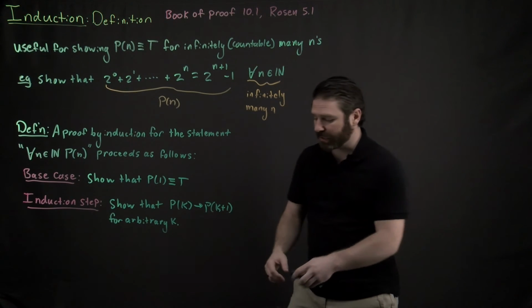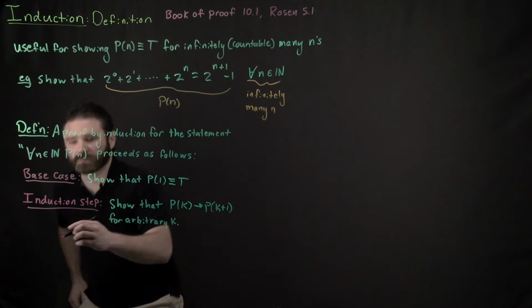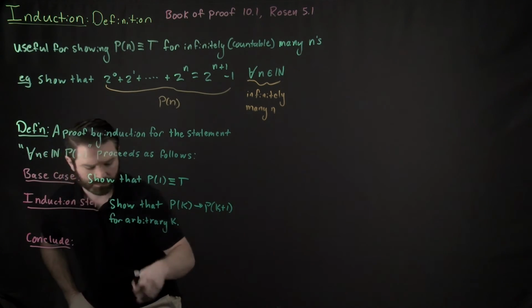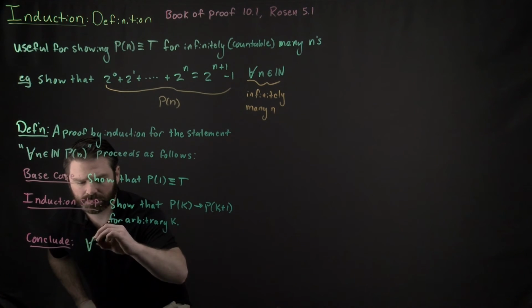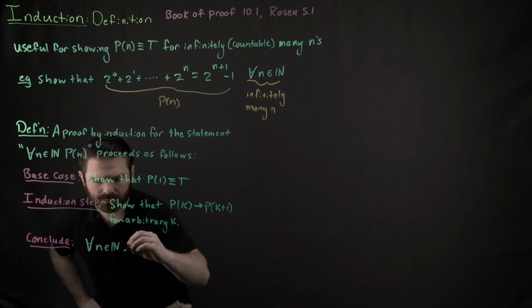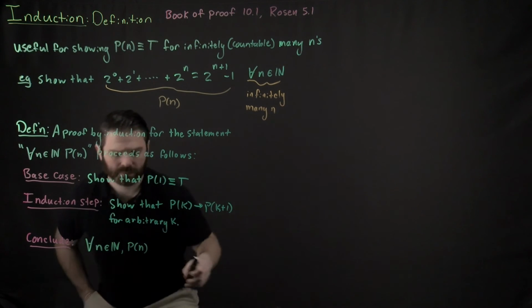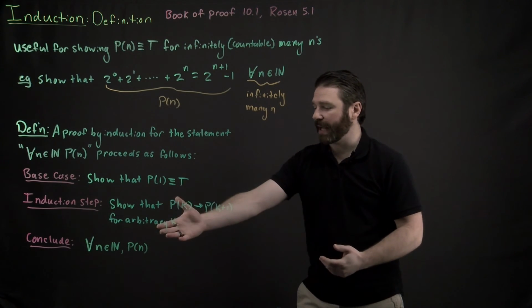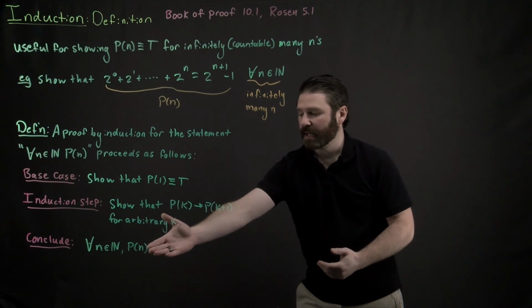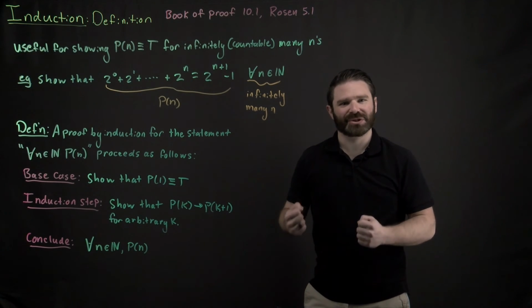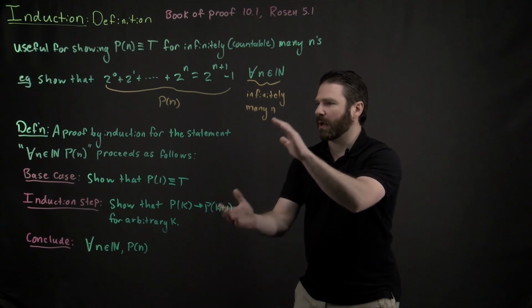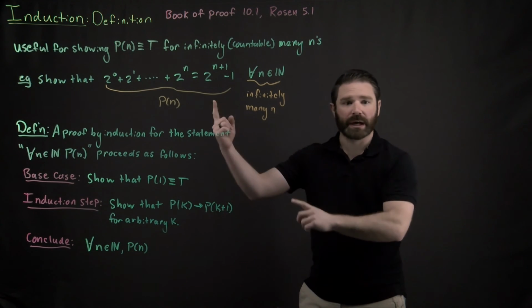And then after that induction step, we can simply conclude, and we are finished. We know that for every n in the natural numbers, this propositional function here is true. So that's the basic idea or definition of a proof by induction.